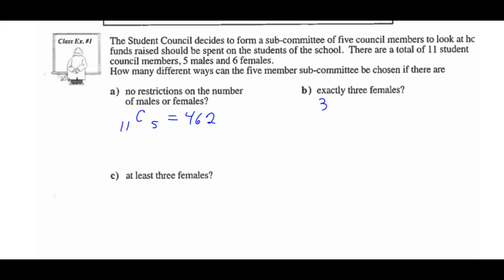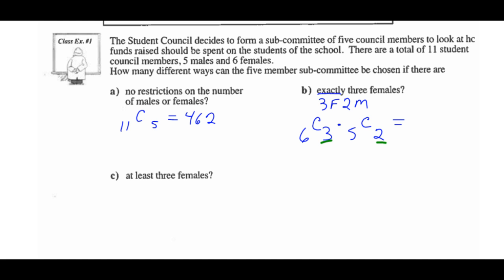Part B says exactly 3 females. That means we need 3 females, and it's a 5-member committee, so there must be 2 more people on it, and they must be males to have exactly 3 females. So we've got 6 females and combinations because order is not important, and we need to choose 3 of them. To finish off this committee, we're going to multiply. I have 5 males, and I need to choose 2 of them. It's a combination because order is not important. So this gives me my 5-person committee: 3 females, 2 males.